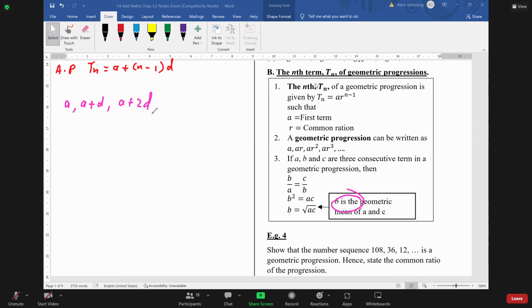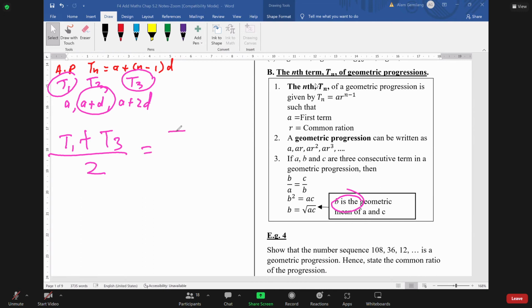Okay, so earlier we said, let's say we want to find this one, right? We also can say this is T1 for arithmetic progression, this is T2, this is T3. We say T1 plus T3, divided by 2, must equal T2. Right? So this is arithmetic progression.